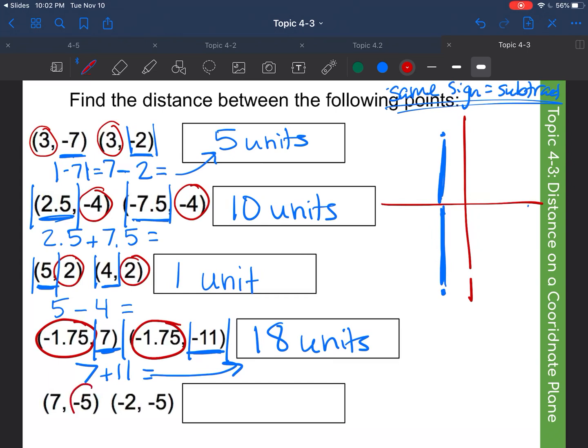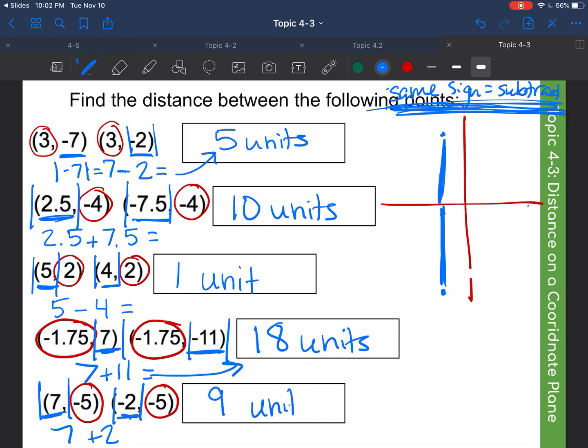So we circle what's the same, negative 5 and negative 5. And now let's focus on what's different, 7 and negative 2. Okay, so are they the same sign or different signs? They are different signs, so we're going to add, because remember, same sign, subtract. We only subtract if we have the same sign, okay? So absolute value of 7 is 7. Absolute value of negative 2 is 2. We add them, and we get 9 units.